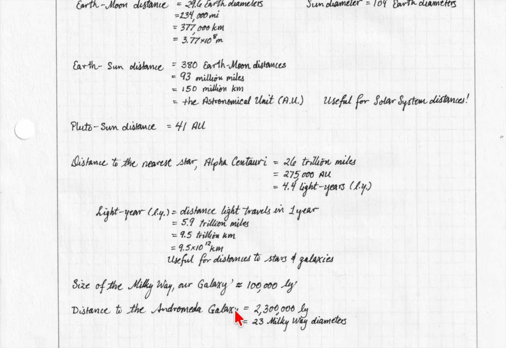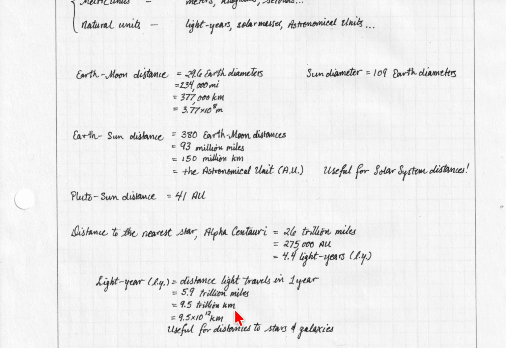What about the distance to the nearest star? Let me scroll that down there. Alpha Centauri, in the constellation Centaurus, the Centaur, it is 26 trillion miles. A trillion is 10 to the 12th power. Enormous. I didn't cover trillions in the metric prefixes because we don't really use the trillion metric prefix very much in astronomy. Occasionally, but not very often. And so you don't need to worry about it. But it's a big number.